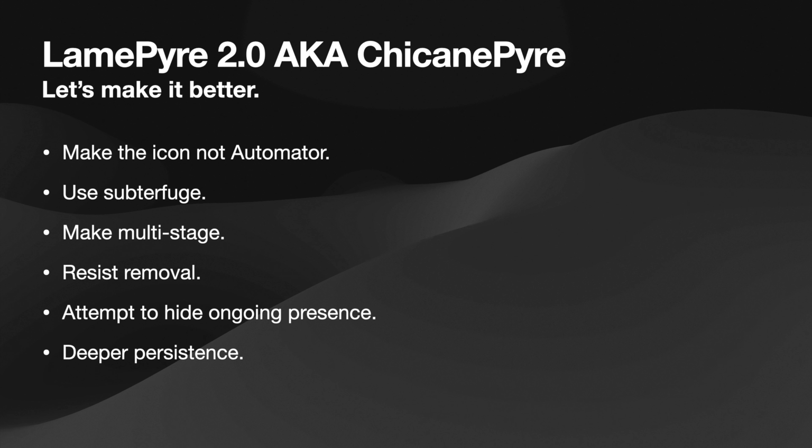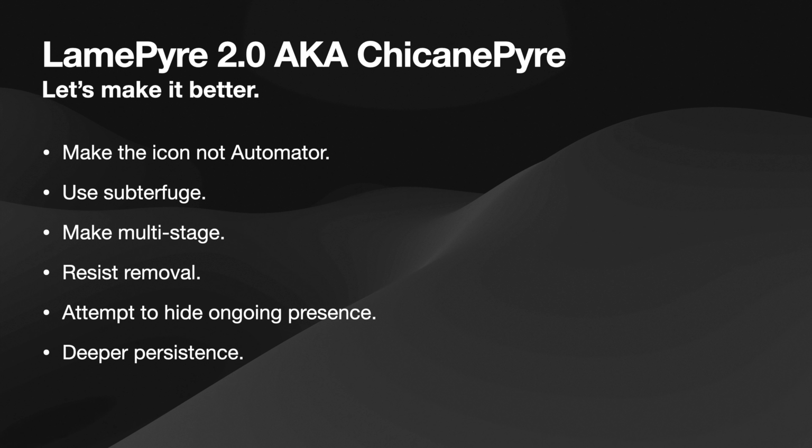What if we tried to make it better? What if we revived Lamepire into something more modern that'll run on modern versions of macOS and is just better? Let's make the Automator icon disappear and set it to the app we're trying to impersonate. Why don't we use subterfuge so that it at least appears that they have the real Discord installed?